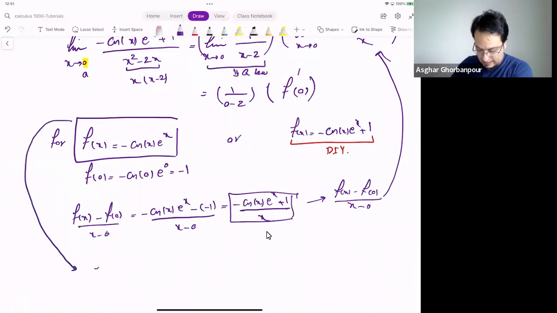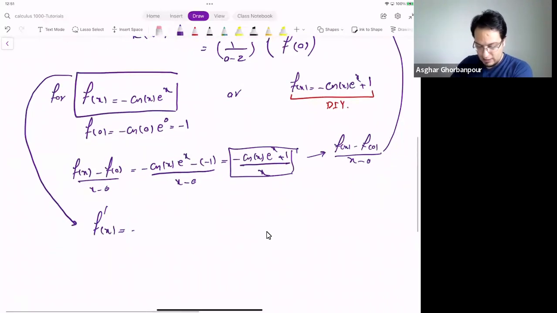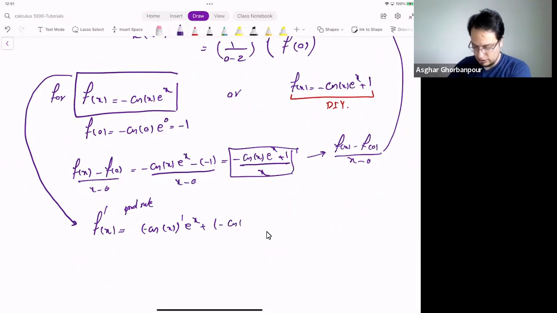Now I can go ahead and find the derivative of this. Here I need to use the product rule, which is derivative of the first one times the second one plus the first one itself times the derivative of the second. Derivative of cosine x. Can anyone tell me what is the derivative of cosine x?